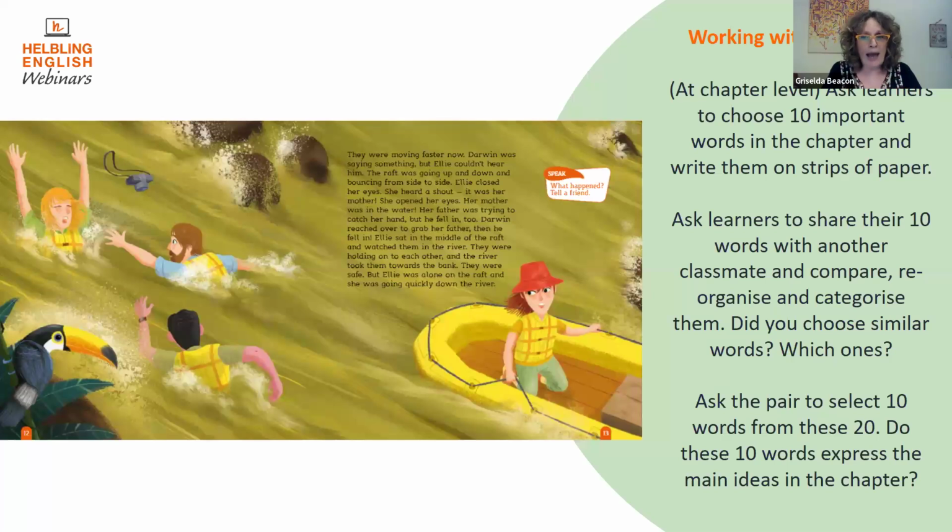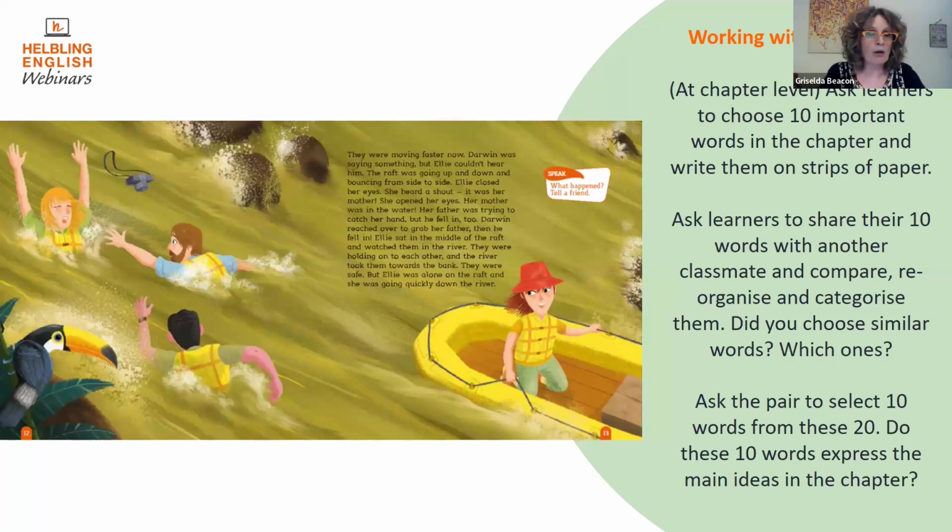Then you say, okay, fantastic. Now choose from all those words. Maybe if they repeated some, they have like 16 words. From these 16 words, choose only 10. So together they need to negotiate and choose 10 words. Then with these 10 words, try to recreate and retell the chapter, for example.